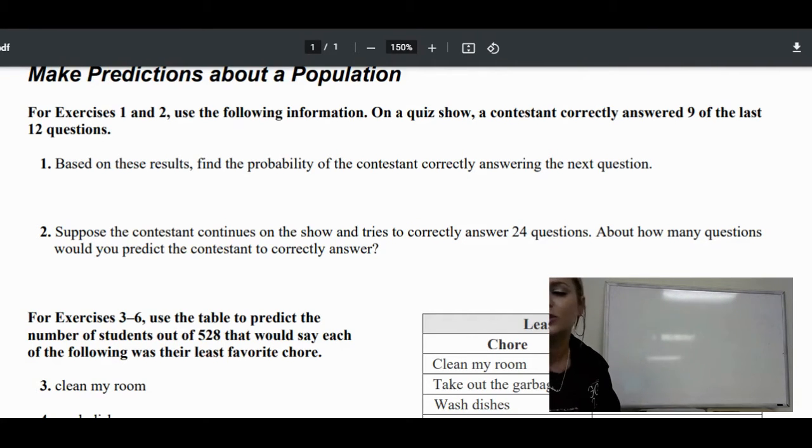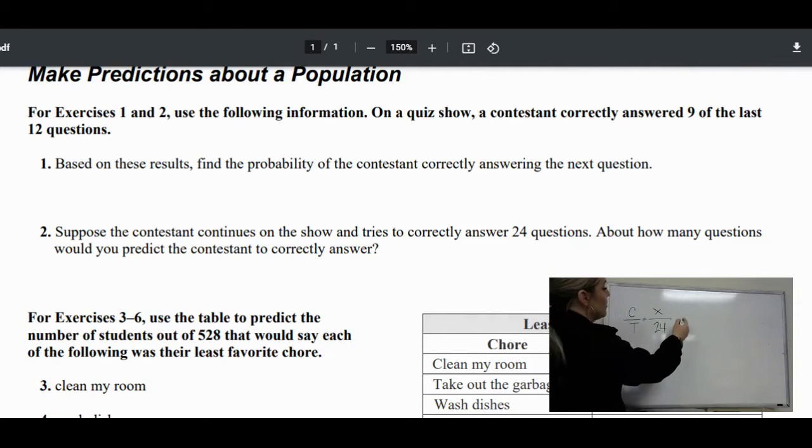So it says, number 2, if you look at it, suppose the contestant continues on the show and tries to correctly answer 24 questions. About how many questions would you predict the contestant to correctly answer? Okay, so we're wanting to know how many would they correctly answer out of total questions. All right, so we're trying to figure this out. If they answered 24, how many total questions would they get correct?